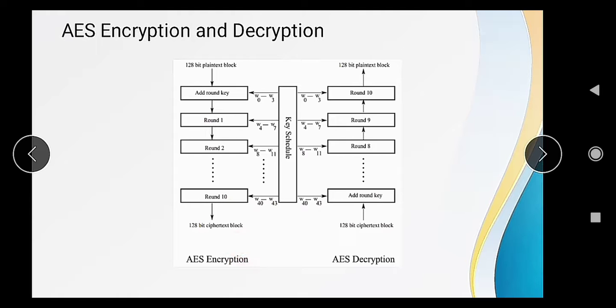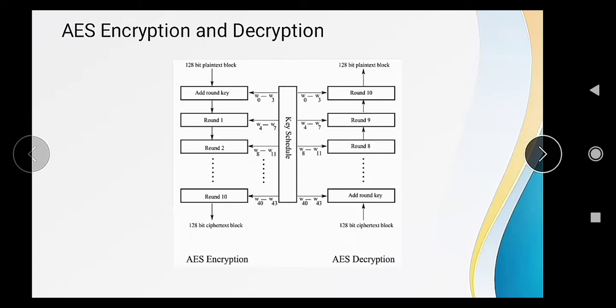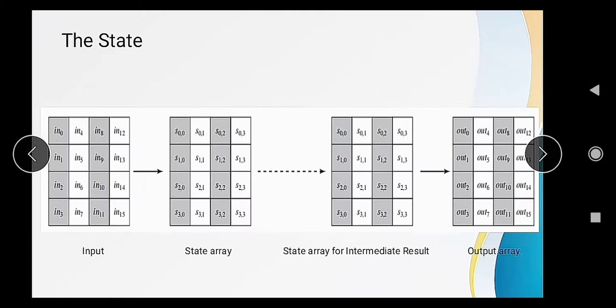So again this process is there. This is another diagram. Okay, so after this we'll learn the states. As we have seen in this diagram, we have 4 states: input plain text state, intermediate state, output state, and key. So these states we can easily understand here.